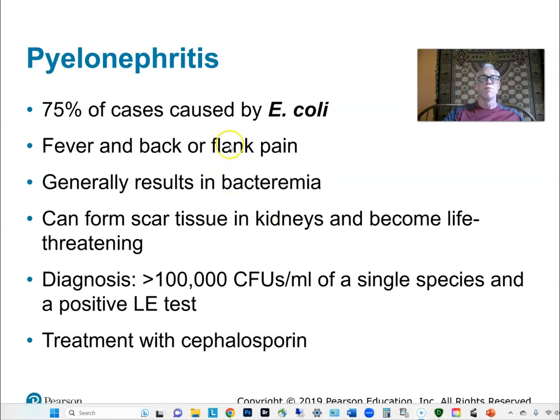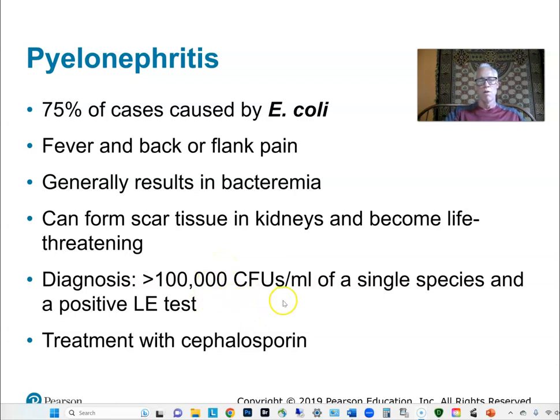So pyelonephritis, infection of the kidneys, 75% caused by E. coli, causes fever and back or flank pain, eventually causes bacteremia, again a very serious condition where bacteria are in the blood. It can cause permanent damage to the kidneys and be life-threatening. You have to have your kidneys working. It's life and death if your kidneys aren't working.